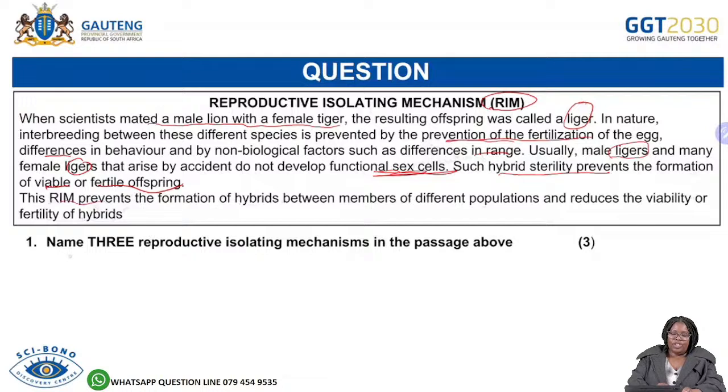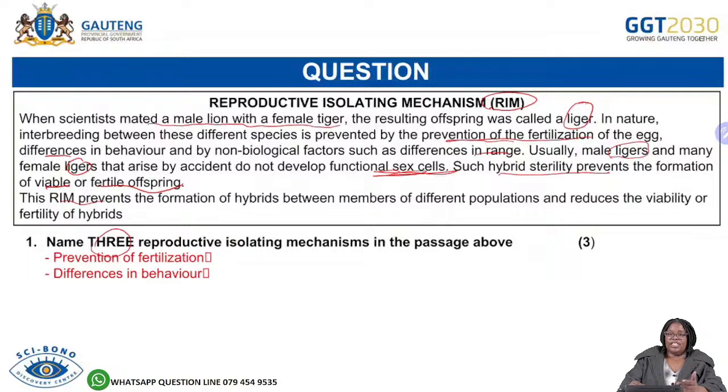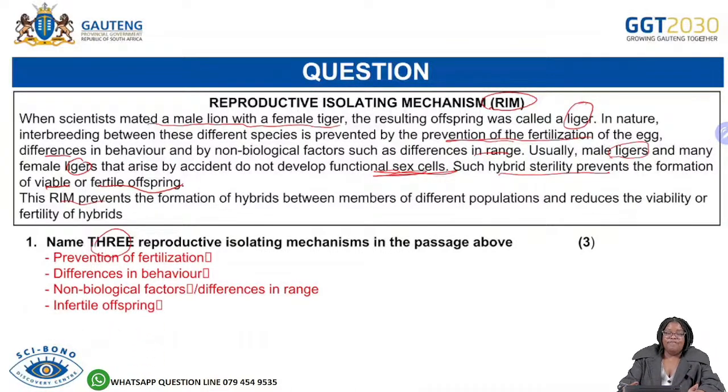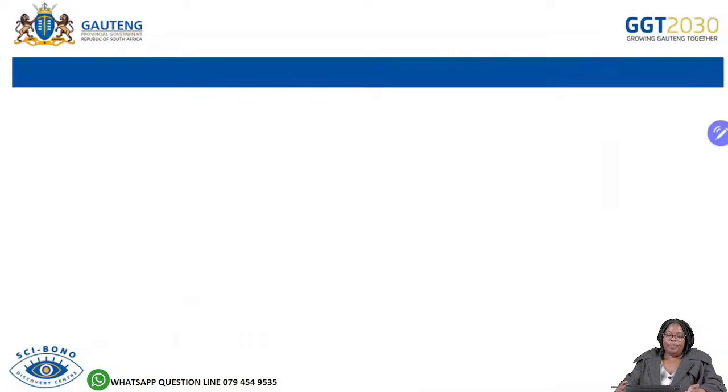Now, let's look at the question. Name 3 reproductive isolating mechanisms in the passage above. So you can get those 3 marks free, as long as you read with understanding. So we have prevention of fertilization, from the paragraph there, and then differences in behavior, also from the paragraph given, and also non-biological factors or differences in range, or infertile offspring. So these are reproductive isolating mechanisms from the passage.